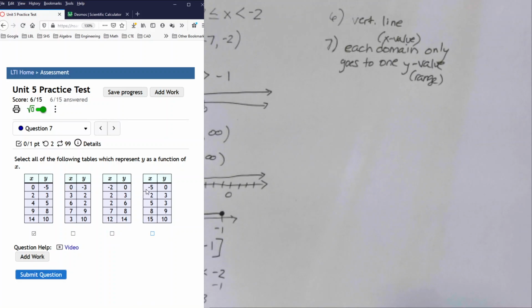And then on the last one, -5, 2, 5, 8, 15, all those values of x are unique, and so I don't have to worry about them going to different values of y. So this one is a function.